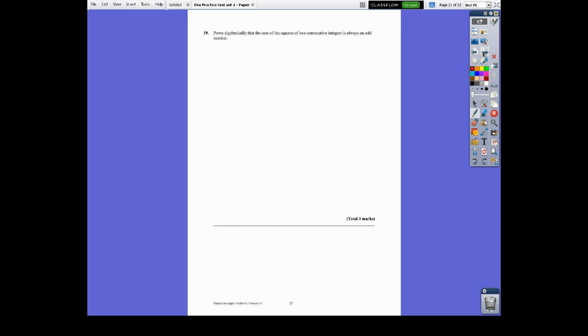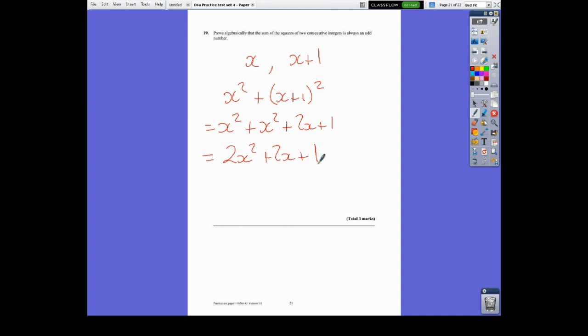Question 19. Prove algebraically that the sum of two consecutive squared numbers is always an odd number. So x and x + 1 would be consecutive numbers. If we're going to square these and add them together, then we would write it like that. We then just simply need to expand these. So (x + 1)² would expand out to x² + 2x + 1. If we simplify that down, we get 2x² + 2x + 1.